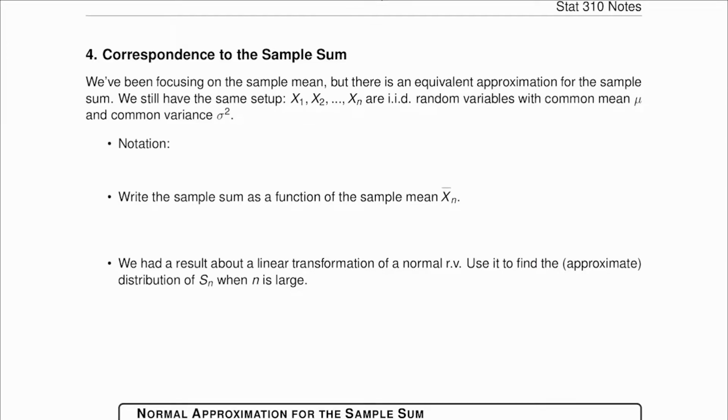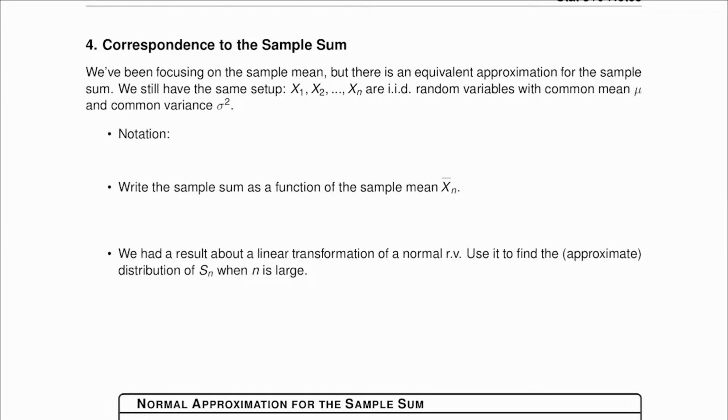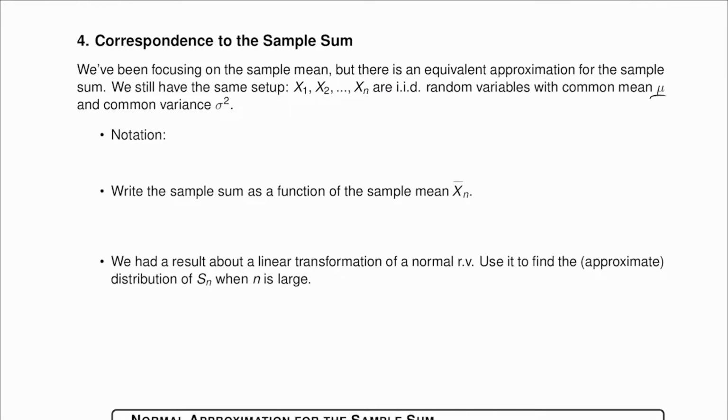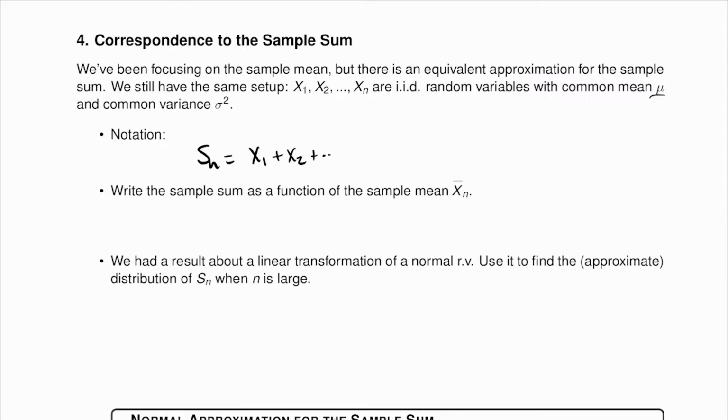Okay, now we are going to discuss the correspondence to the sample sum. In this lesson, the previous theorems and properties that we showed were about the sample mean, but there is an equivalent approximation for the sample sum. Suppose we have the same setup: x1 until xn are IID random variables with common mean mu and common variance sigma squared. The notation that we are going to use for the sample sum is Sn, the sum of x1 and x2 and so on until xn.